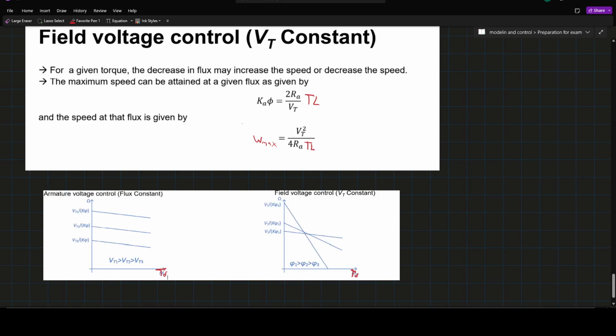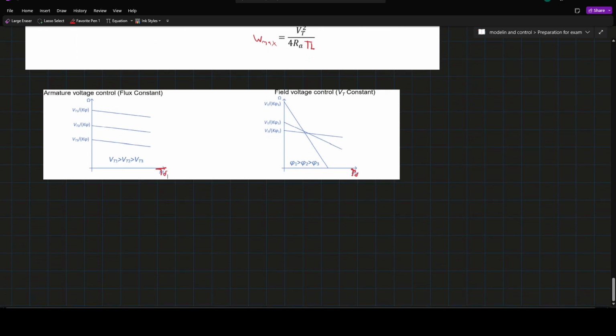Okay, now we are gonna work on the transfer function and the block diagram of our DC machine. And just before we start, here I have the field voltage control and the armature voltage control. So basically it is putting our flux constant or putting our terminal voltage constant and varying the other parameters and seeing what we get.